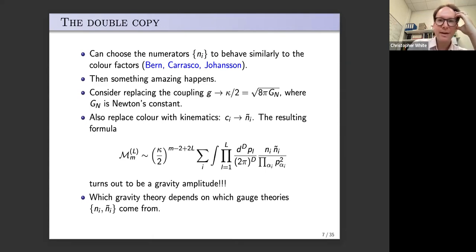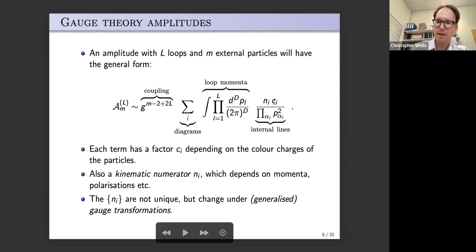Okay, so yes, what was noticed in about 2008 is that we can choose the numerators to behave similarly to the color factors. So for the experts, these color factors come from dressing each vertex in the diagram with what we call structure constants for the Lie algebra, for the color Lie algebra. And that means sets of diagrams obey certain identities in the color factors called Jacobi identities. And that's just related to the fact that we have a Lie algebra underlying the color structure.